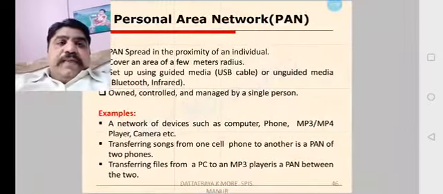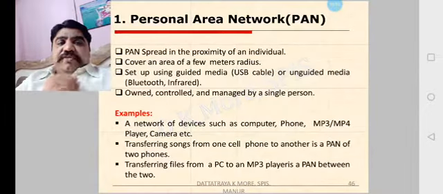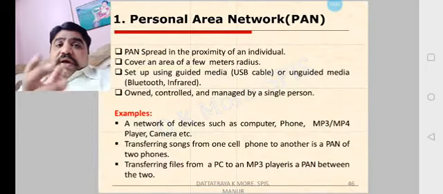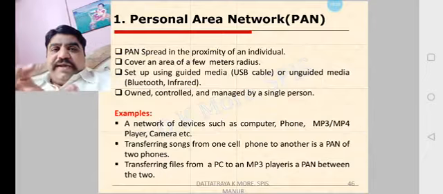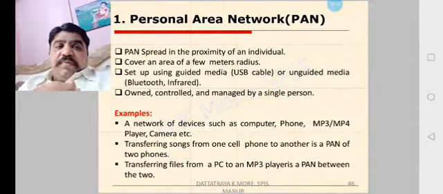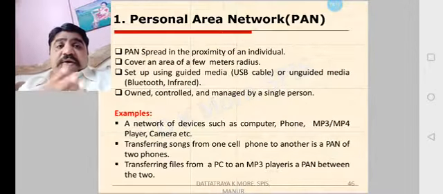Let us see one by one. Personal area network, PAN. A PAN spreads in the proximity of an individual. It is used individually and covers an area of a few meters of radius. It covers a small area. It is set up using guided media like a USB cable, or unguided media like Bluetooth or infrared.